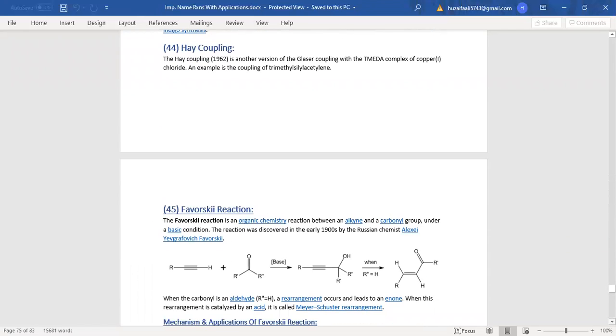Hay coupling. The Hay coupling is another variant of the Glaser coupling with the TMEDA complex of copper(I) chloride. An example is the coupling of trimethylsilylacetylene.